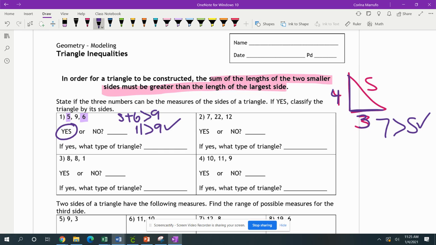What type of triangle is this? Well, all three sides are different. So this is considered isosceles. Oh no, sorry. They're all different. Scalene. I don't know what I'm thinking. Scalene.